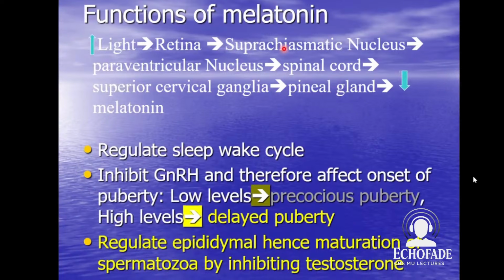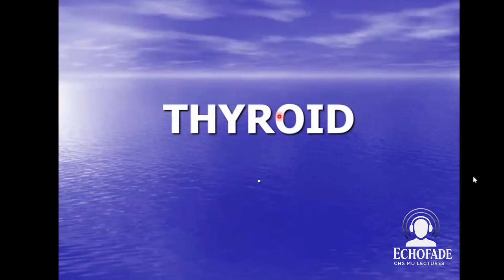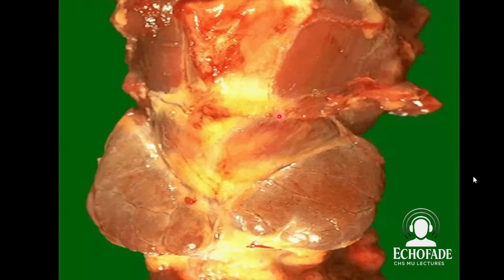So we've seen the effect of the hypothalamus, the hypophysis, and now the regulation of the peripheral endocrine organs. One of the peripheral endocrine organs is the thyroid organ. The thyroid organ originates from the floor of the third pharyngeal pouch.